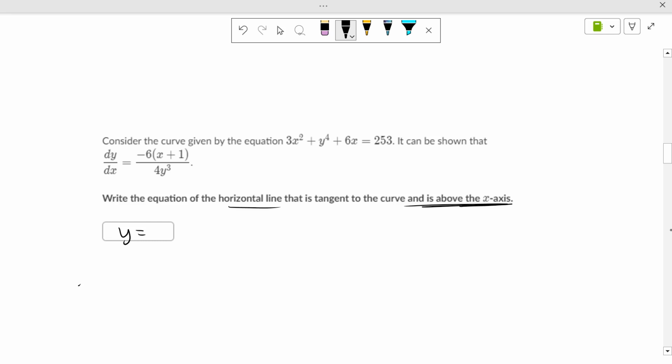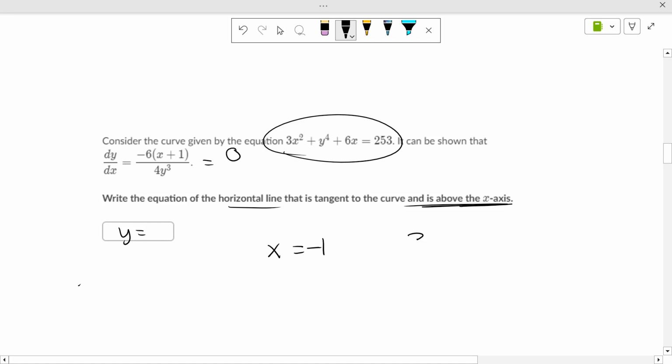Well, it's a horizontal line above the x-axis. So if it's a horizontal line, the slope of a horizontal line is 0. Okay? So x must be equal to negative 1. We stick a negative 1 in for x of this equation. 3 times negative 1 squared plus y to the 4th plus 6 times negative 1 equals 253.